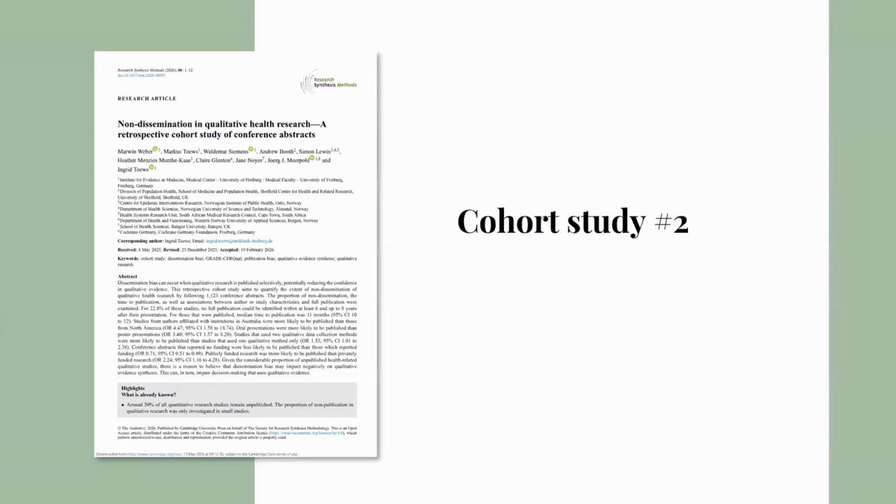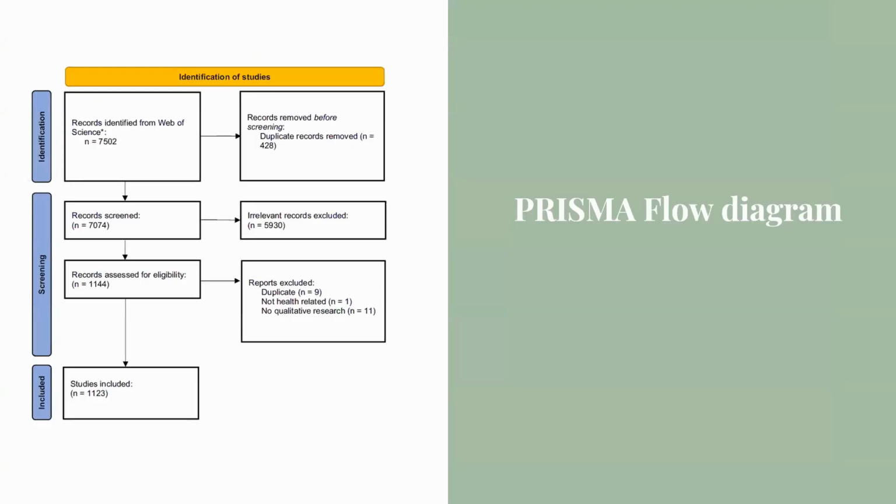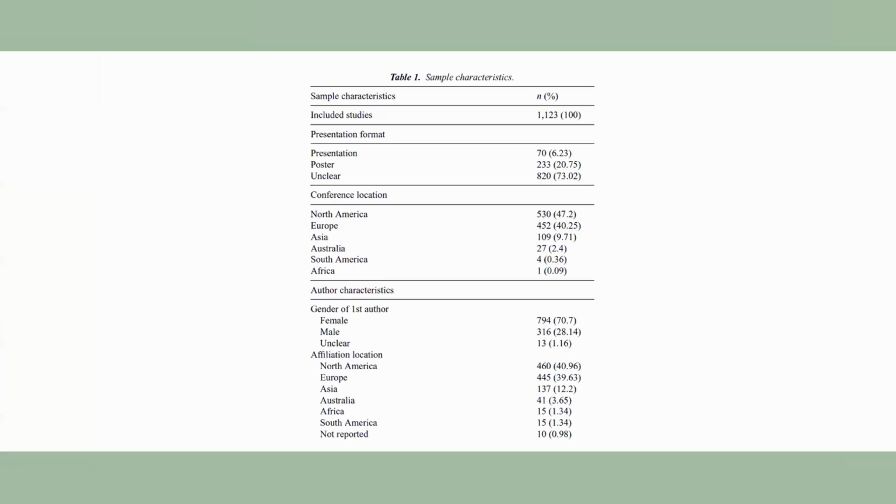Then we also conducted a second cohort study. We thought this was very necessary to have a more general sample, a more representative sample, to quantify the extent of non-dissemination in qualitative health research in general. And this time, instead of sampling from an individual conference book, we searched the database Web of Science conference proceedings to retrieve our sample. Initially, we screened more than 7,000 conference abstracts and in the end identified a little more than 1,000 health-related qualitative studies that we then followed up.